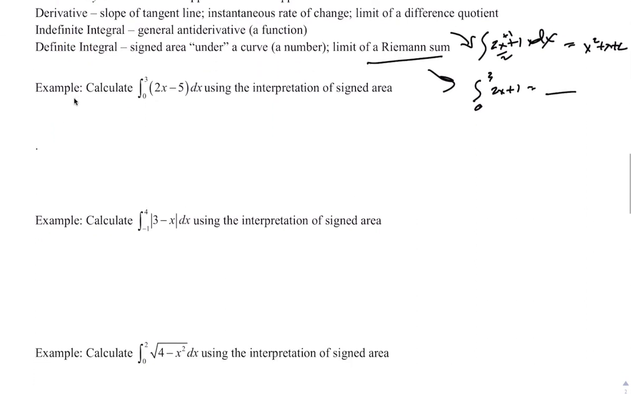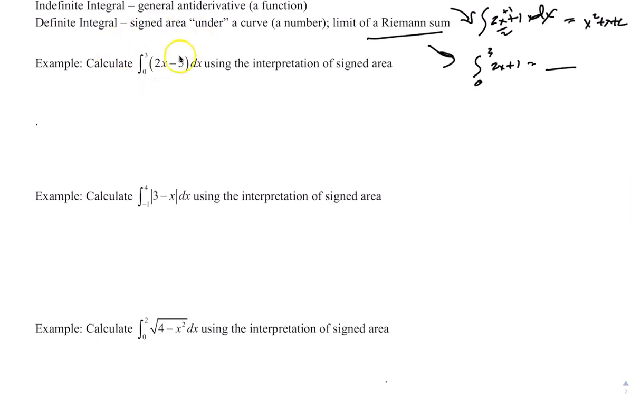So let's do an example. Let's calculate the definite integral of this by using the interpretation of signed area. So this is using area. So the graph 2x minus 5, so we start at negative 5. Slope of 2 over 1. Something to this effect, right? It crosses at 5 over 2, and we're going from 0 to 3. So from 0, that's 1, 2, 2.5, and 3. So something to that effect.